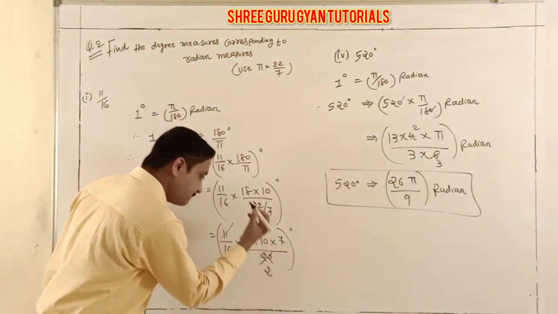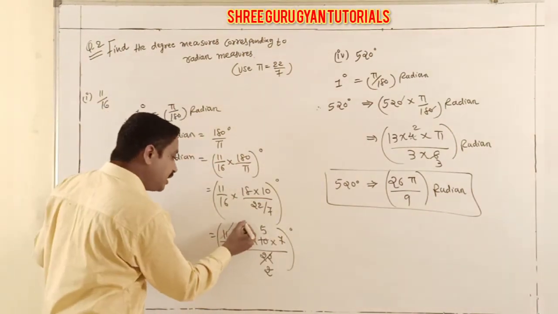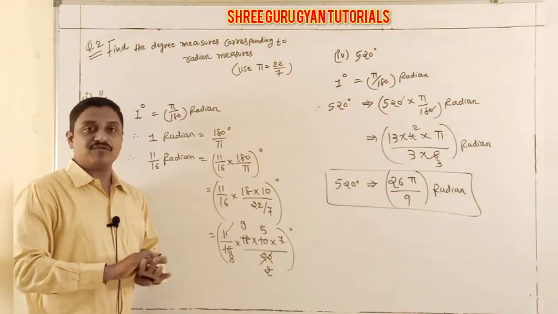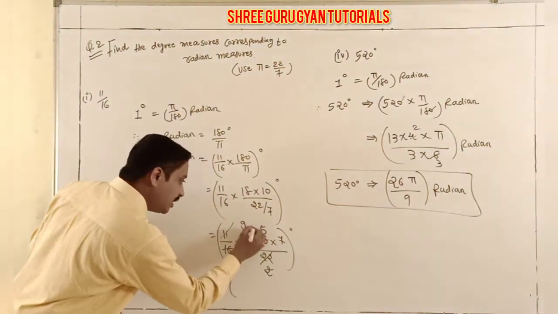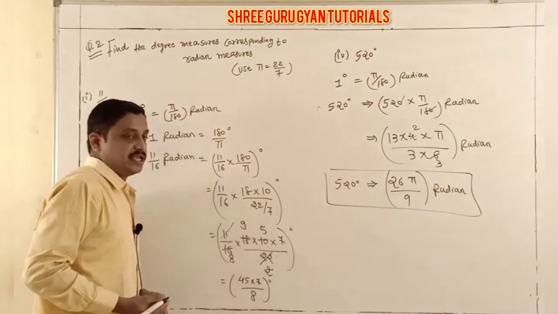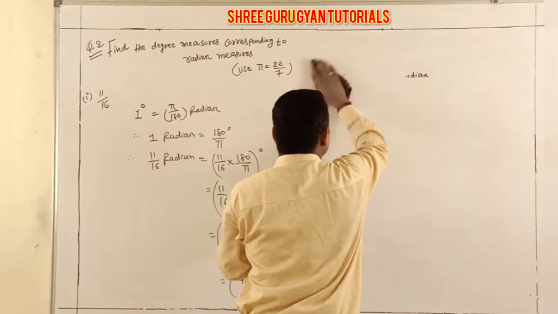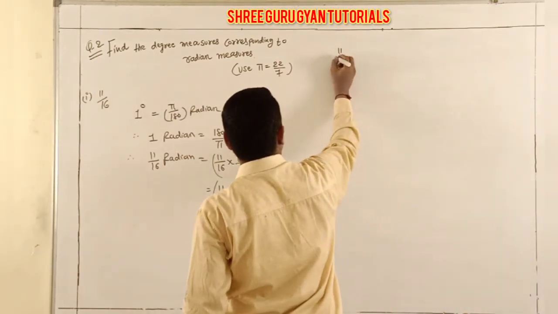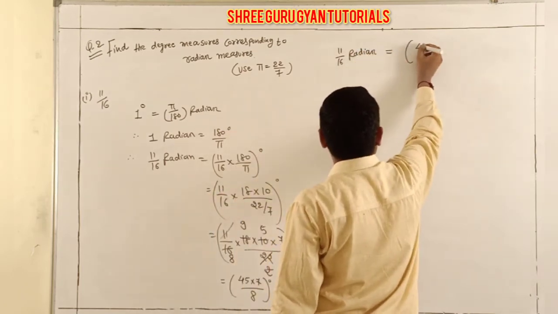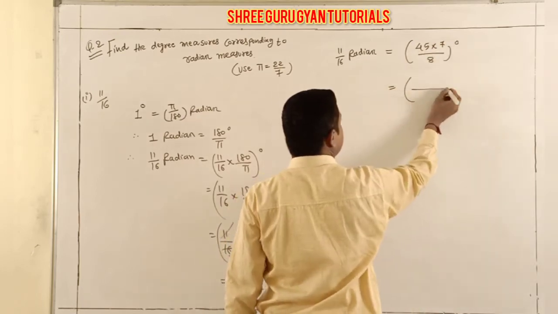Now students, I cut to least calculations. 11 twos are 22. Here 2 fives are 10. Next 9 twos are 18. And here 8 twos are 16. Now finished. So your total cutting value: 9 fives are 45 into 7 upon 8 degree. Yes, 45 into 7 and divided by 8. So again I write 11 by 16 radian is equal to what you get? 45 into 7 by 8 degree.